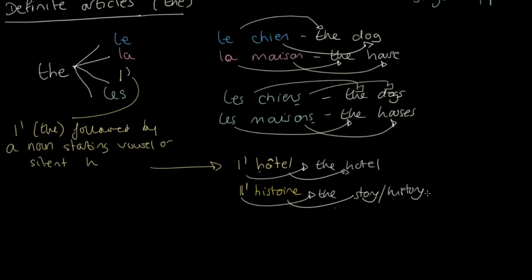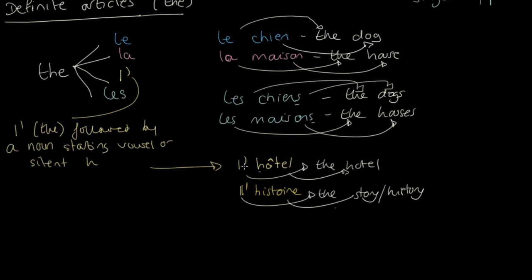Okay, and in this instance it doesn't matter whether the noun is masculine or feminine, okay, because this apostrophe is technically replacing the E or the A because they don't like having two vowels next to each other. And don't forget, if the H is silent, okay, then the same rule applies.